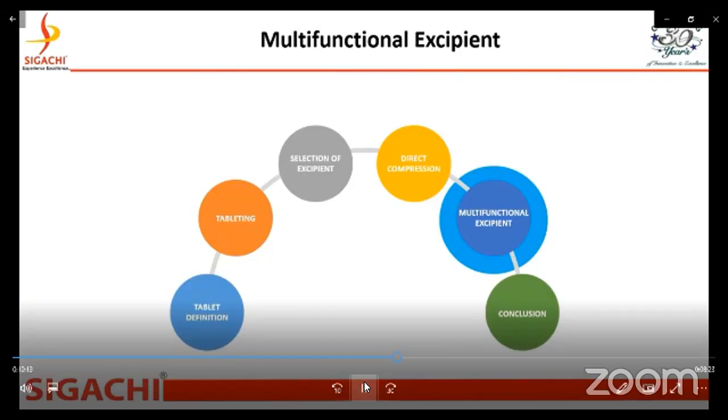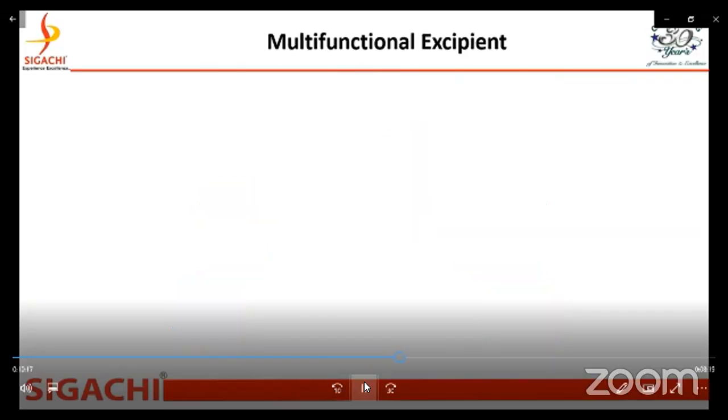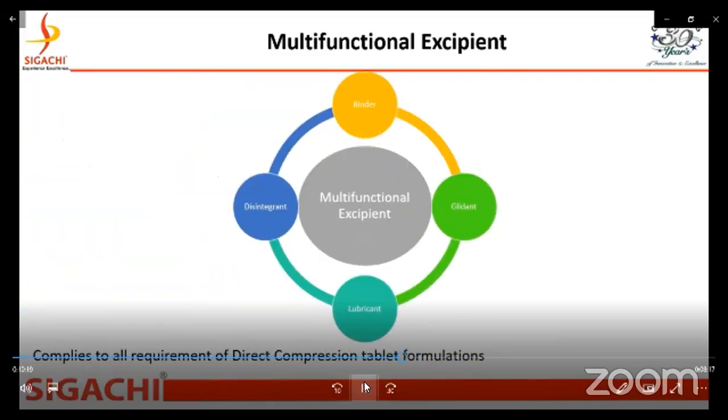Thank you, Dr. Singh. I'm going to discuss multifunctional excipient. Multifunctional excipient contains more than one excipient. Our multifunctional excipient contains binder, glidant, lubricant, and disintegrant, and it complies with all direct compaction tableting formulation requirements.